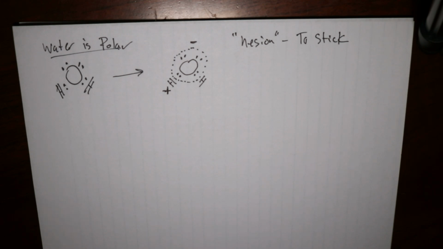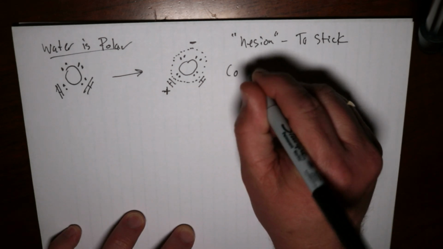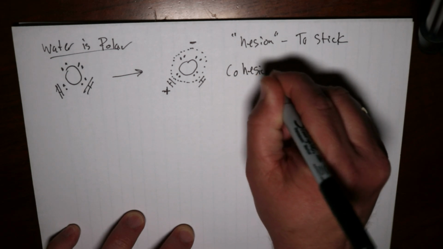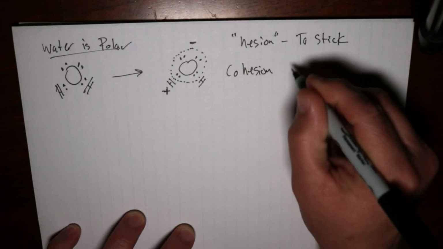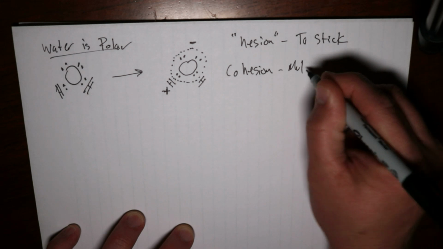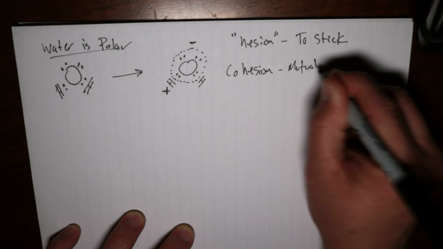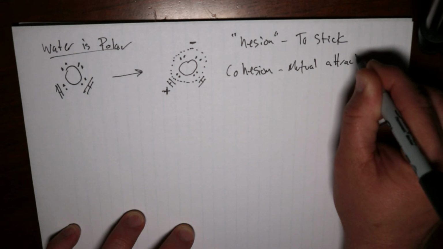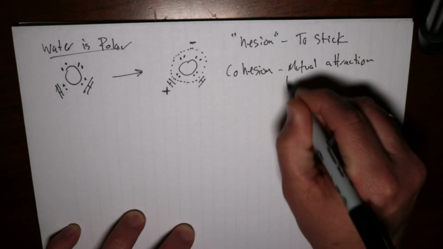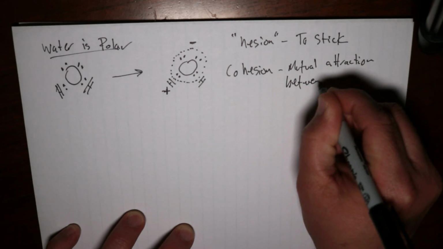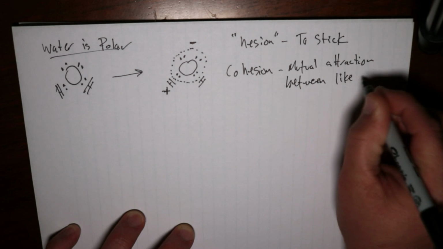Then we have 2 words that use the root hesion. One of them is cohesion, right? Cohesion is a mutual attraction between like molecules.